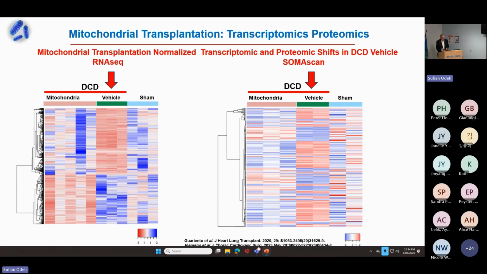And let's see whether these results match what we're seeing functionally and biochemically. So what we found out is here's the RNA-seq data. Here's the DCD with the mitochondria, all these rows. This is the DCD with the vehicle, and here's the sham. And same thing over here with the SomaScan. Here's the DCD mitochondria in this lane, the vehicle, and the sham. And what you've done is you've normalized the transcriptomic and proteomic expression on the heat maps just by using the mitochondria.